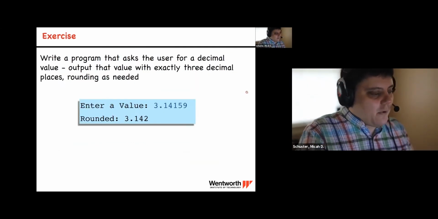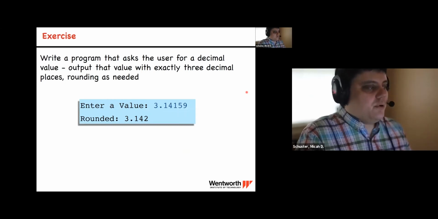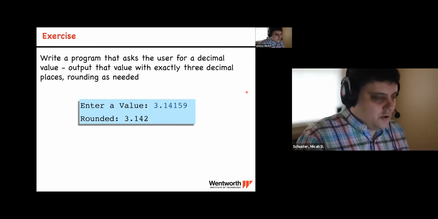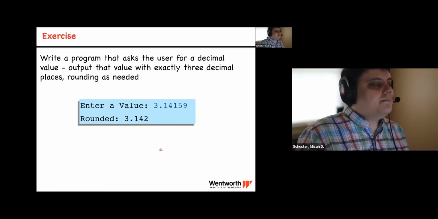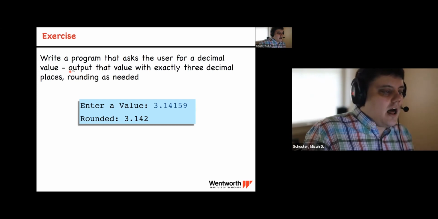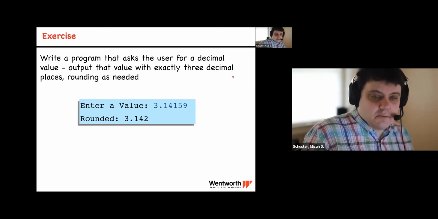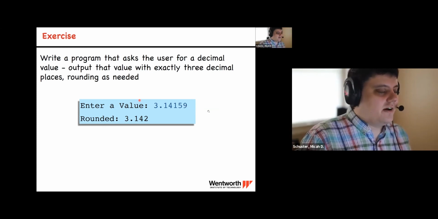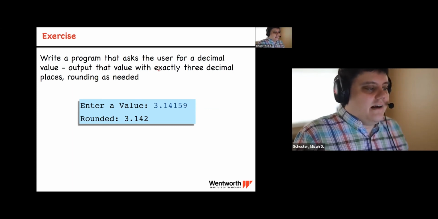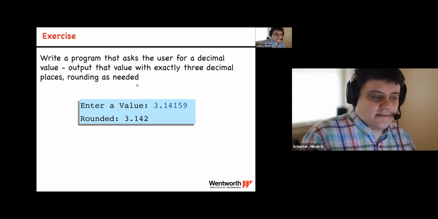I just want to do another very quick example, just a few lines, to show that a little bit more. I'm basically saying, give me a decimal value. In this case, the user will have entered 3.14159, and then output the value with exactly 3 decimal places. And we're going to look not only at what comes out, but also at the rounding that happens. We have 3 decimal places.